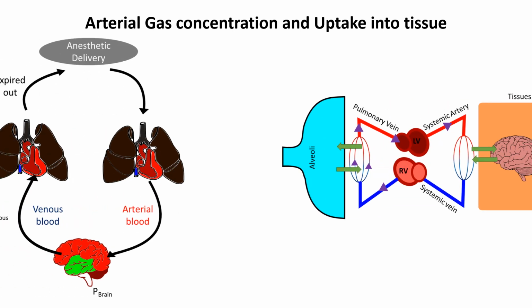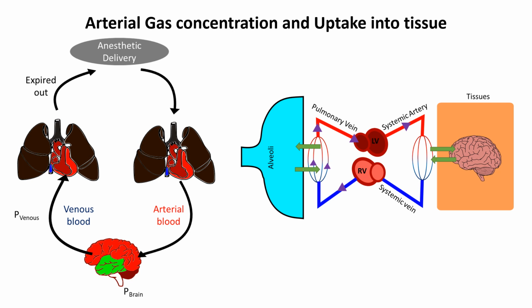Another factor determining movement of inhalational agents to the brain is the arterial gas concentration. It refers to the levels of these agents in the bloodstream, particularly in the arterial blood. The concentration or the partial pressure of anesthetics in systemic arteries pumped from the left ventricle is the final determinant of how much anesthetic passes into the brain. So, in this video we will discuss arterial gas concentration and the uptake of anesthesia by peripheral tissues, including the brain.